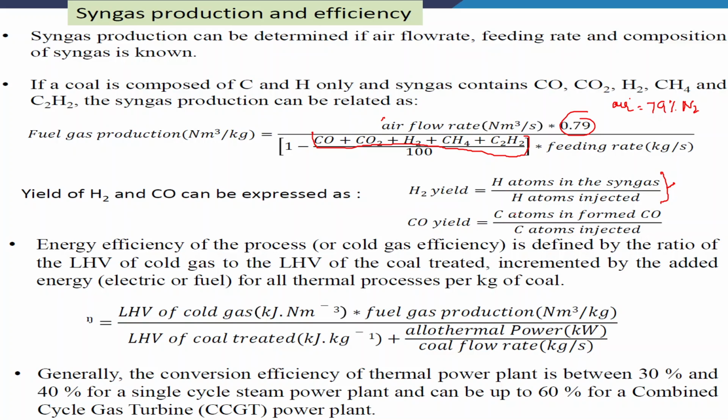And for carbon monoxide it is also the same: the carbon atoms in the formed carbon monoxide, that is in the syngas, relative to the C atoms injected, that is the carbon present in the coal sample. And this is the syngas efficiency, which is given by the lower heating value of the cold gas, that is the syngas, into the fuel gas production, upon the lower heating value of coal treated plus allowed thermal power upon coal flow rate.